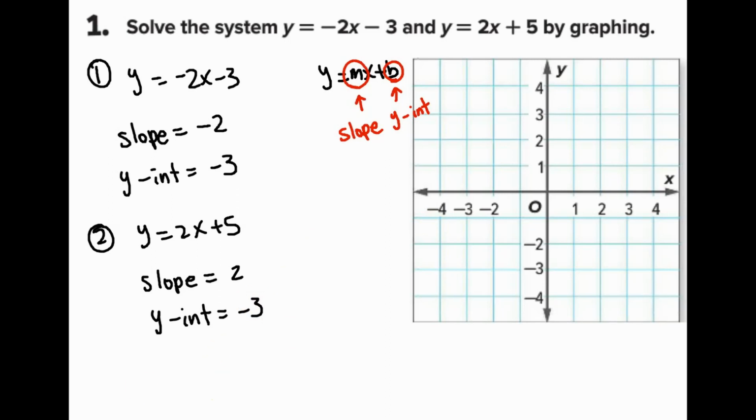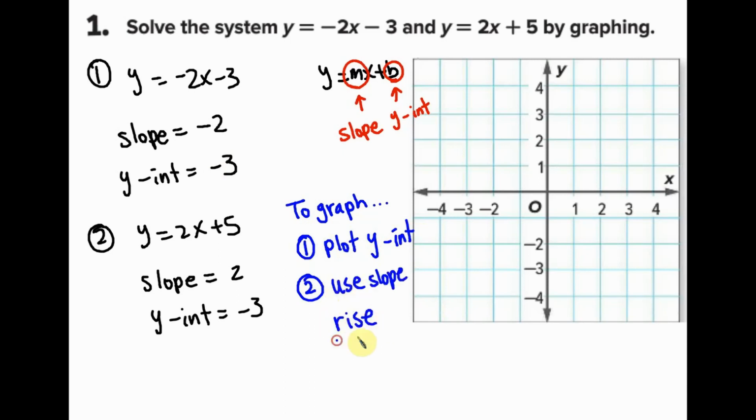When you are graphing, you will begin by plotting the y-intercept. And then the second step will be using the slope as rise over run. And then the last one, once you graph two equations, you will find where they're intersecting. So the intersecting point is your answer.